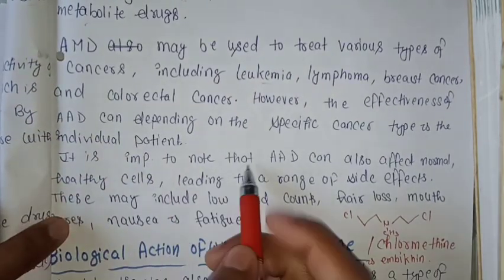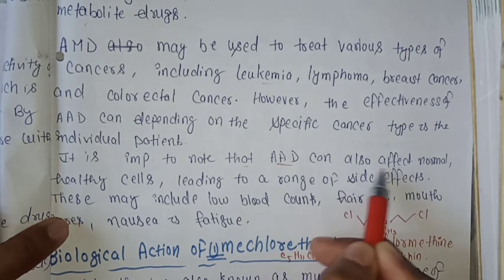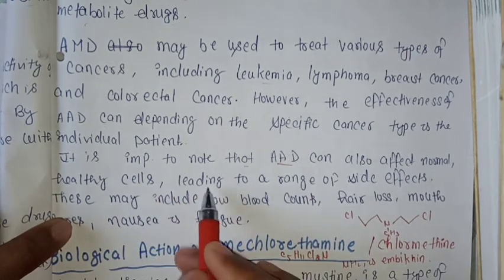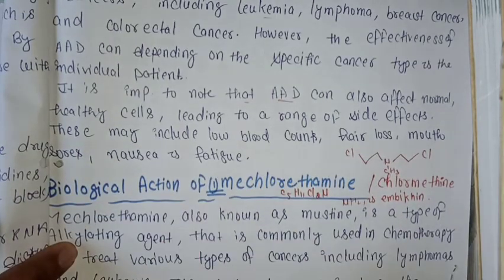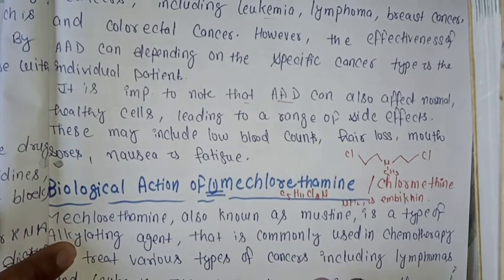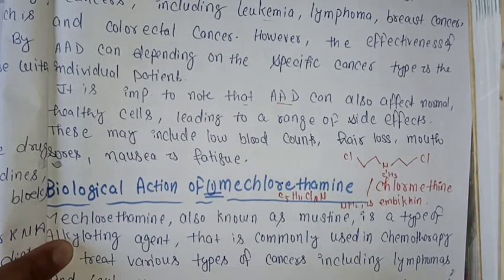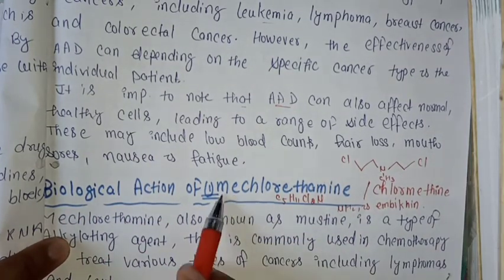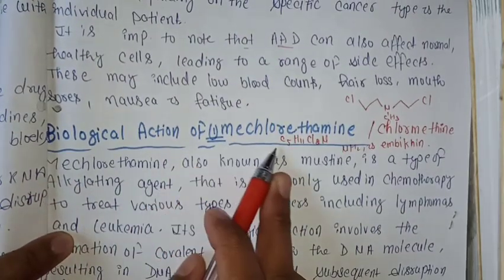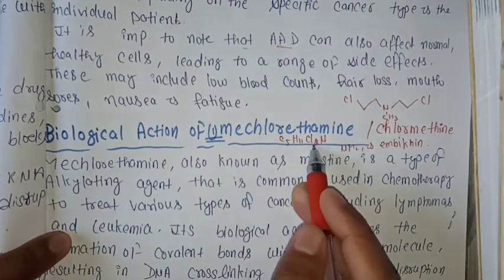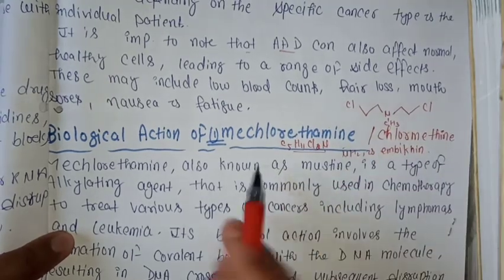It is important to note that antimetabolites can also affect normal healthy cells, leading to a range of side effects. They may include low blood count, hair loss, mouth sores, nausea and fatigue. This is the diagram of this biological action of mechlorethamine. This is its formula and this is its diagram, okay.